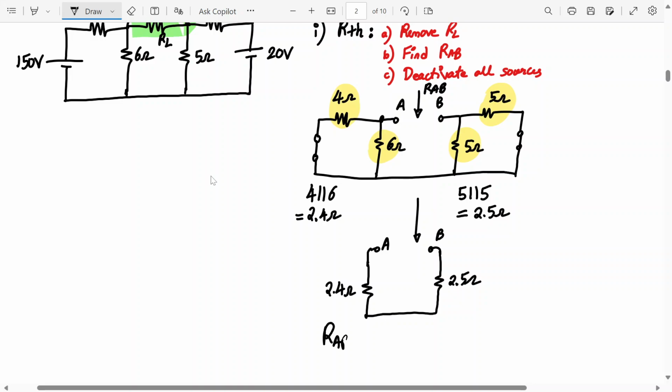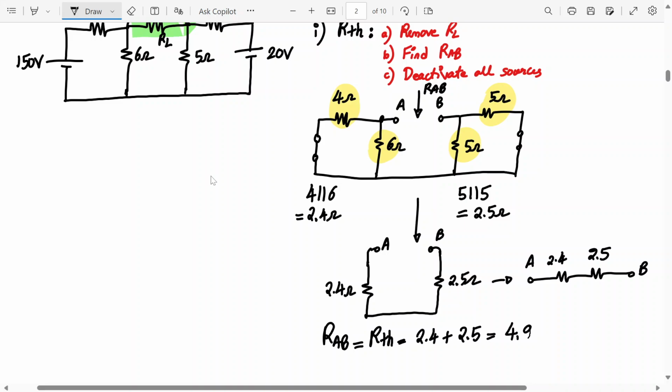Now what is RAB? Can you tell me what is RAB? Are they in series or parallel now? So it's like drawing like this. Series or parallel? 4.9, series. Correct. So RAB equal to RTH is equal to 2.4 plus 2.5, that is equal to 4.9. Absolutely correct. So 4.9 answer is the correct one.